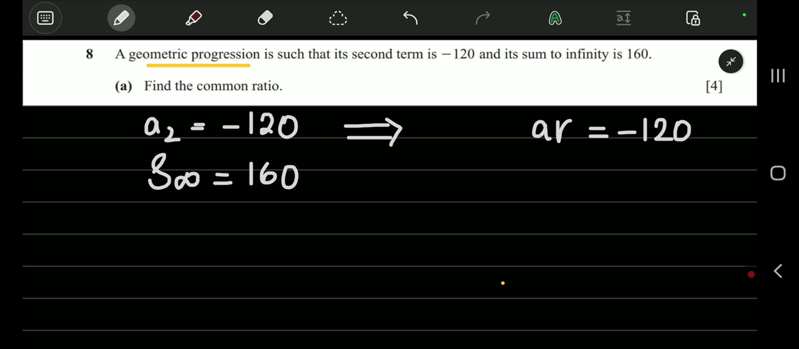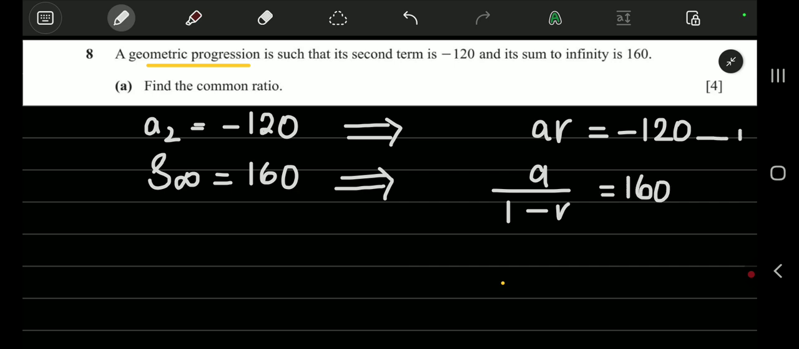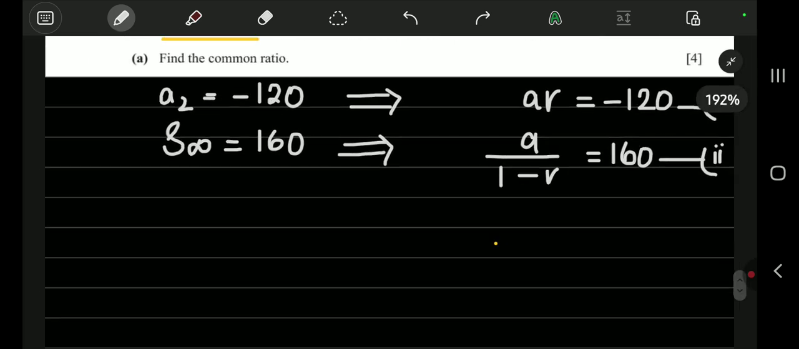Secondly, they say that sum to infinity is 160. You know the formula for sum to infinity: a over 1 minus r. So a over 1 minus r is equal to 160. That means they have given you two equations to solve simultaneously and get the common ratio that we need to find. So if we need to find r, let's make a the subject in equation 1 and substitute it in equation 2.